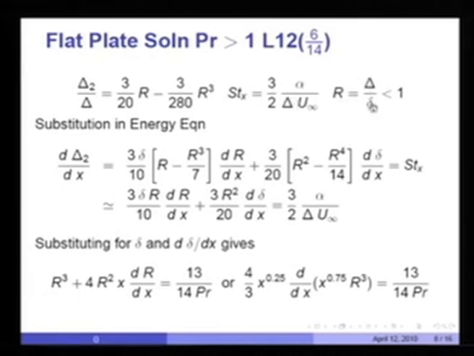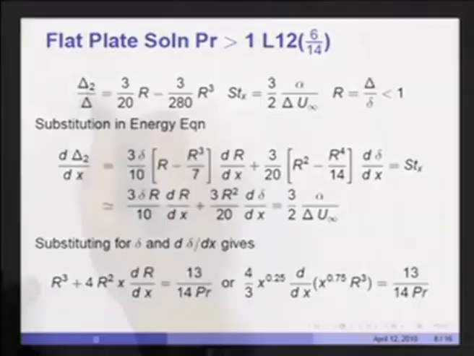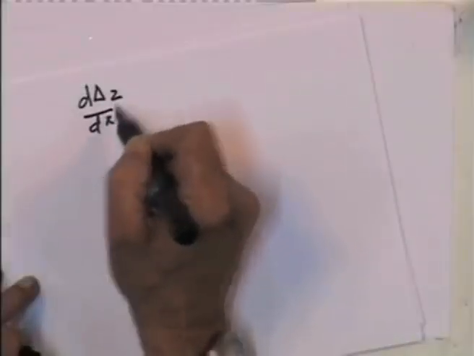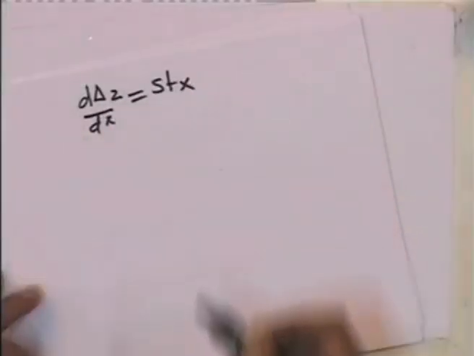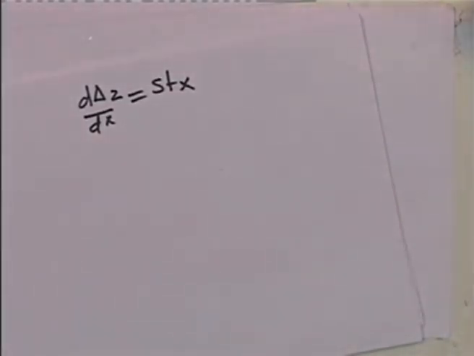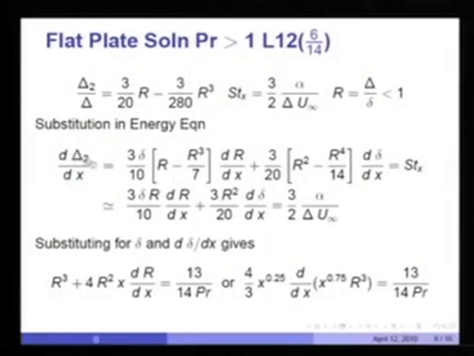Since we are considering the case of Prandtl greater than 1, delta t by delta will always be less than 1. If I substitute these results into the energy equation, essentially d delta 2 by dx equal to Stanton x, I will get d delta 2 by dx equal to 3 delta by 10 times r minus r cube by 7 dr by dx plus 3 by 20 r squared minus r raised to 4 by 14 d delta by dx.